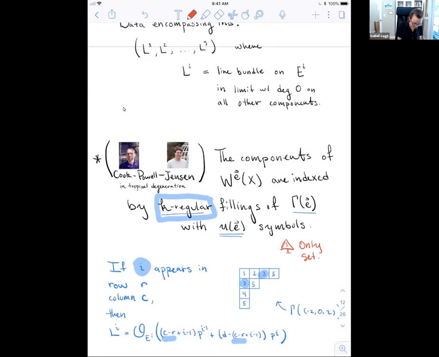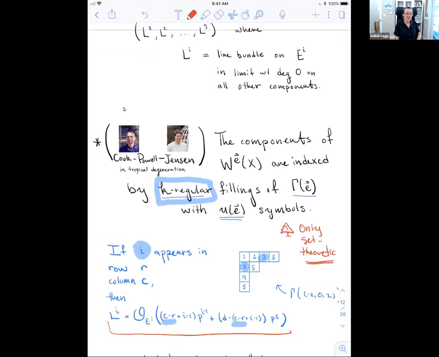It's only an indexing tool. It doesn't tell us that, scheme theoretically, this locus is cut out by these particular conditions on the line bundles. That is something we're going to have to prove to be able to do any of these results that I told you. We're going to have to upgrade the set theoretic indexing to a scheme theoretic statement.